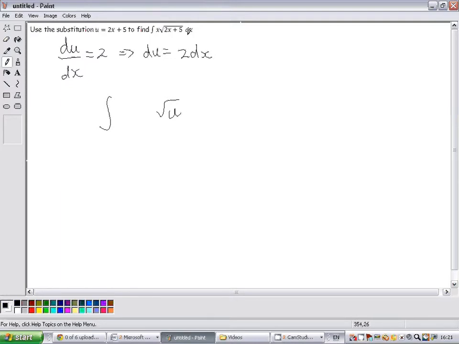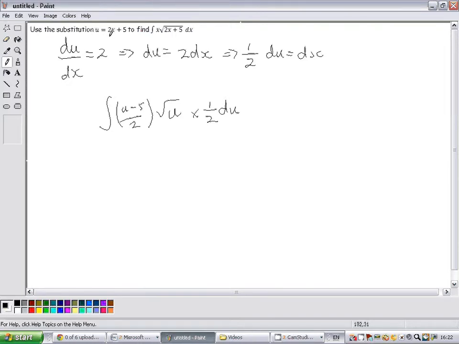dx, well, if we look at what we've just got from our derivative there, if I divide both sides by 2, a half du is the same as dx. So where the dx is, I'm going to write a half du. The part at the beginning, x, we haven't got that in terms of u, but we could easily work it out, because if u is 2x plus 5, then x here at the beginning would be u minus 5 divided by 2, just by rearranging that expression at the beginning.